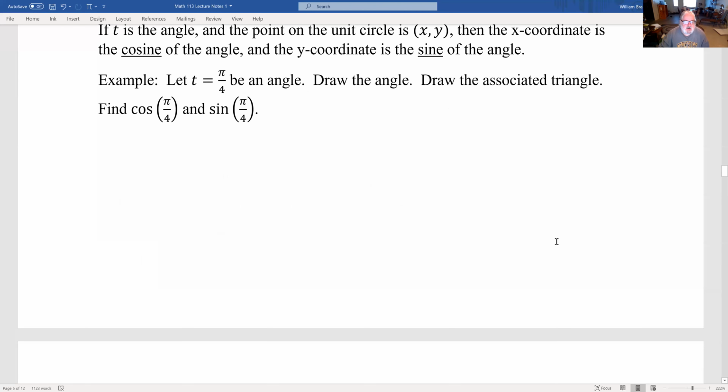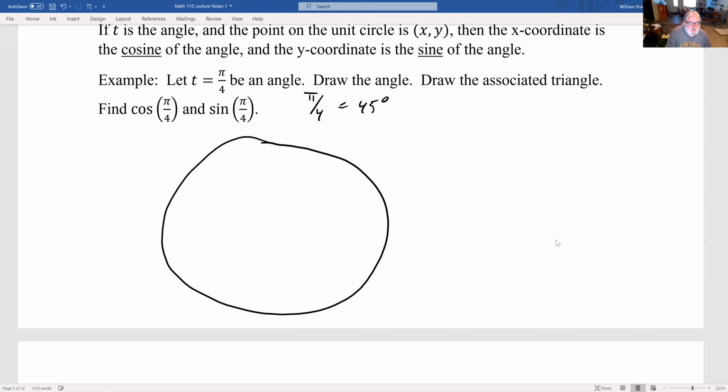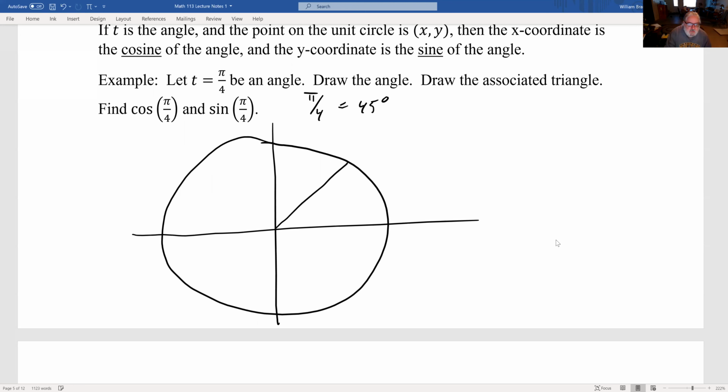So t equals pi over 4 is an angle. We know that this is now 45 degrees. So pi over 4 equals 45 degrees. So we'll draw my unit circle. Put the x and y axes in the middle of my unit circle. And 45 degrees, or pi over 4, is here. And a unit circle means it's got a radius 1. And so I can build a triangle like this.